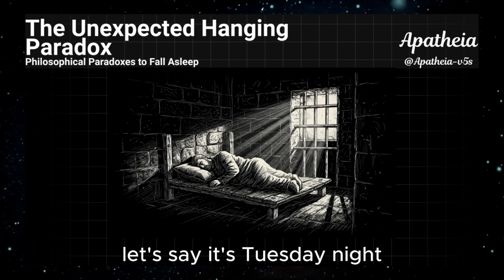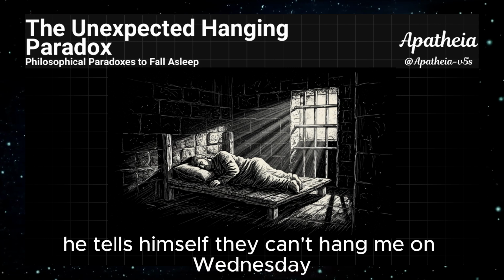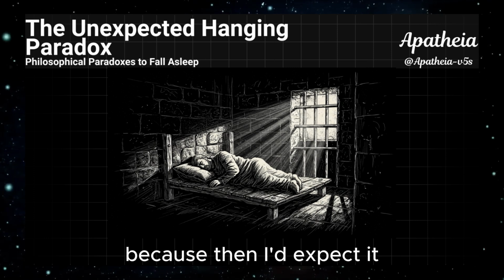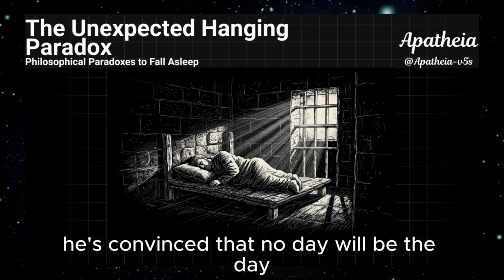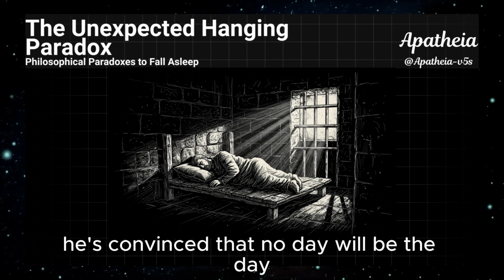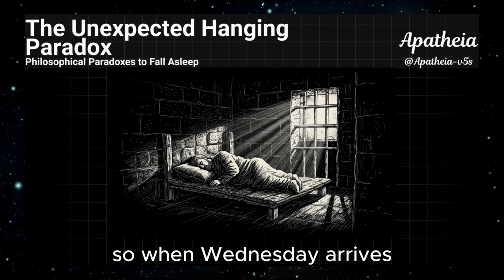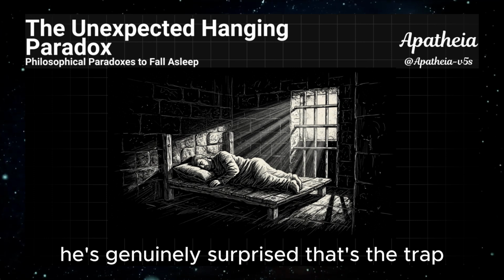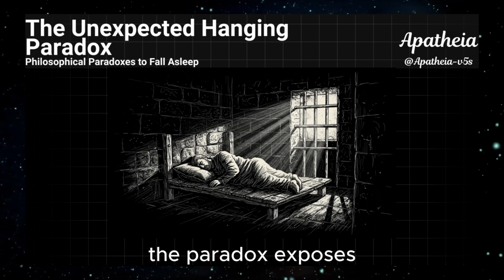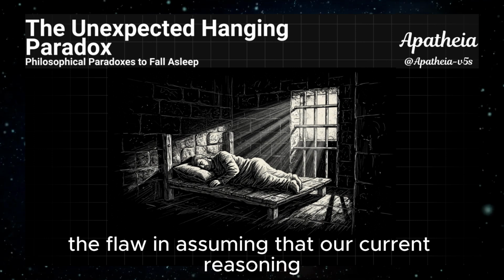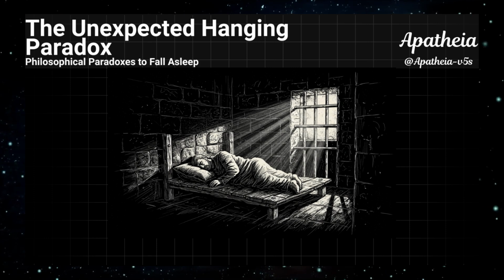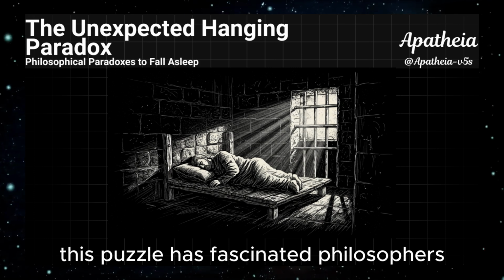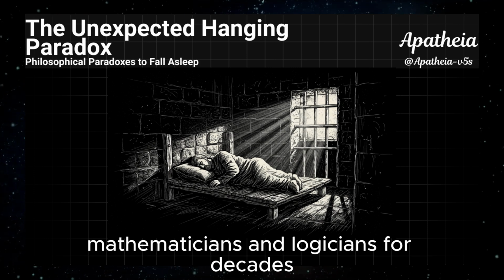But in fact, as each day passes, the situation changes, and his knowledge changes with it. Let's say it's Tuesday night and he hasn't been hanged yet. He tells himself, they can't hang me on Wednesday because then I'd expect it. But the truth is he doesn't. He's convinced that no day will be the day. So when Wednesday arrives, he's genuinely surprised. That's the trap. The paradox exposes the flaw in assuming that our current reasoning perfectly predicts our future state of mind.